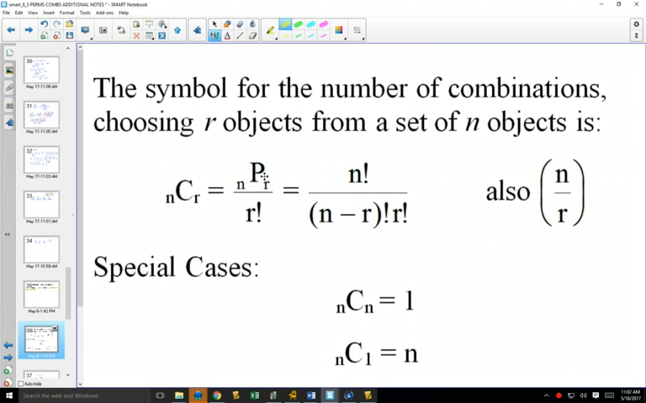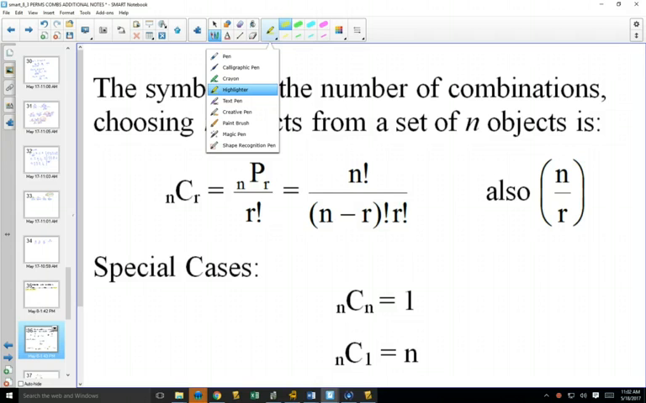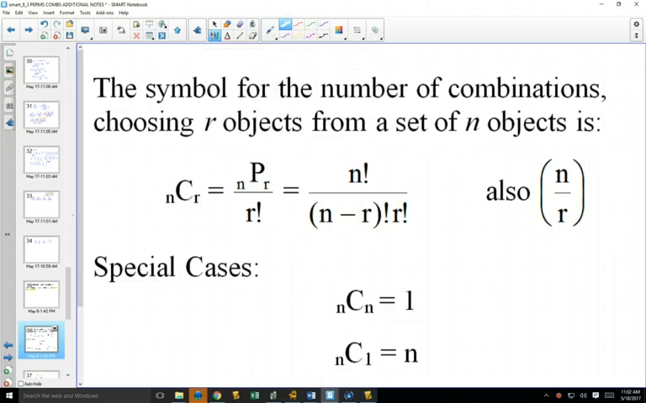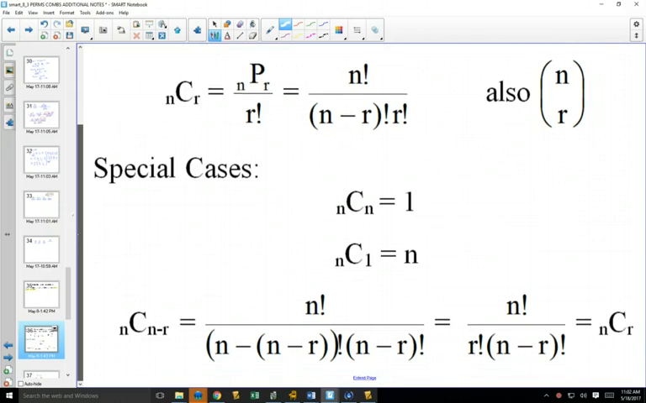So we get, and one thing in here, there's not supposed to be that line in there. We found out already that a combination is a permutation where you divide out the order. So dividing by the extra r factorial divides out that order, and we get our formula for combinations. This formula is on your formula sheet as well. And here are some special cases.